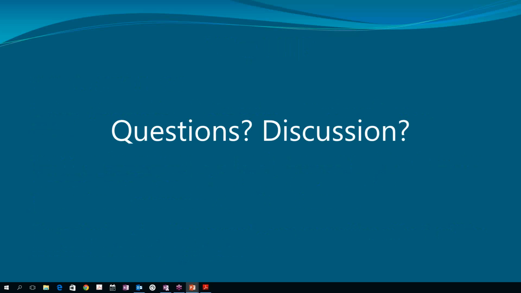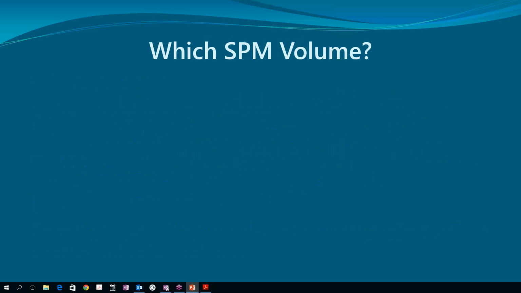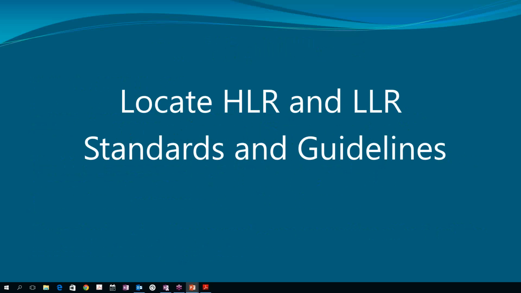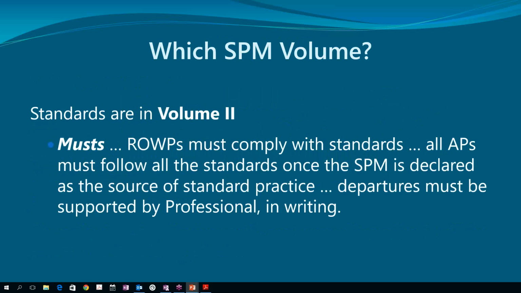Any other questions? Okay. So one of the goals, learning goals, was to locate these things, to be able to identify or at least find your way. So again, it's a bit repetitive. Standards are in volume 2. So if you're looking for loading rate standard, it's in volume 2. And those are musts, right? ROPs have to comply with standards, have to comply with volume 2.